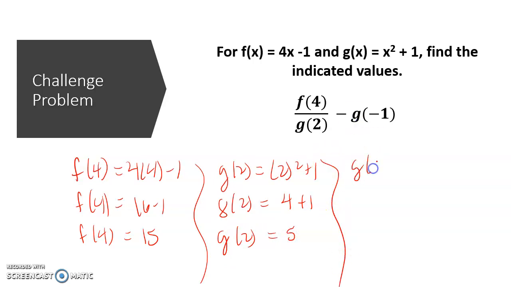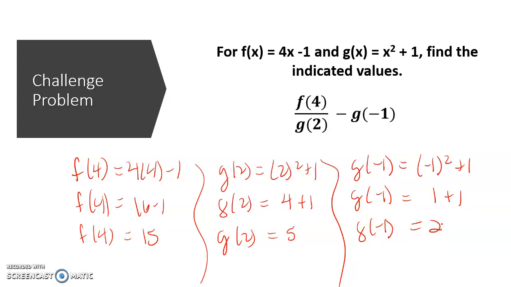And then g of negative 1 equals negative 1 squared plus 1. So g of negative 1 equals negative 1 squared is 1 plus 1. G of negative 1 is 2. Then I'm just going to plug in each one. So f of 4 was 15. G of 2 was 5. And g of negative 1 was 2. So I have 15 divided by 5, which gives me 3, minus 2, which gives me 1. Okay, so this is part 3.